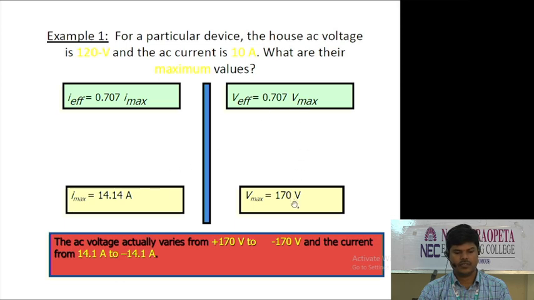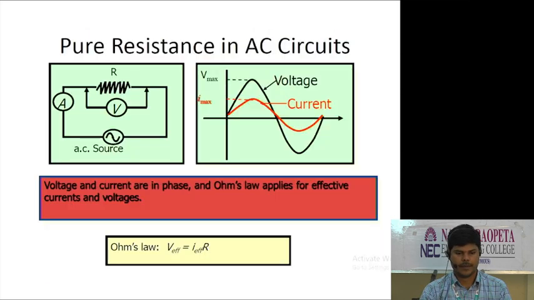So the maximum voltage is nothing but 170 volts. In this way, we can calculate the effective values if we know the maximum current, or else we can calculate the maximum value if we know the effective current. The behavior of AC or alternating quantities will differ from circuit to circuit.